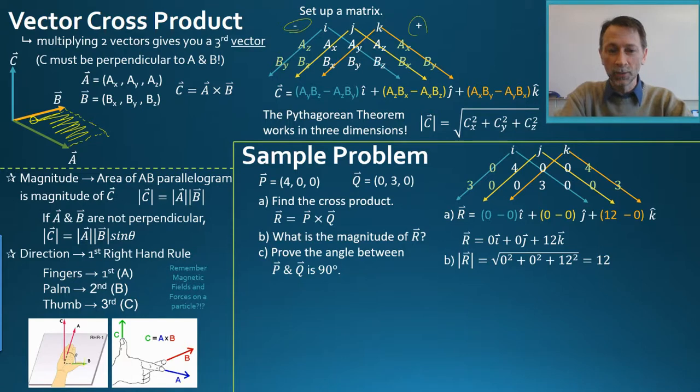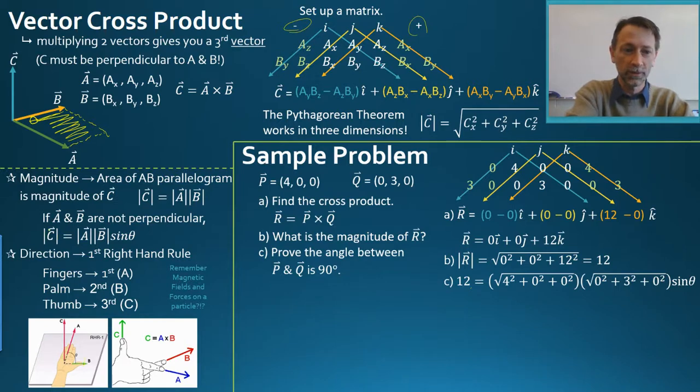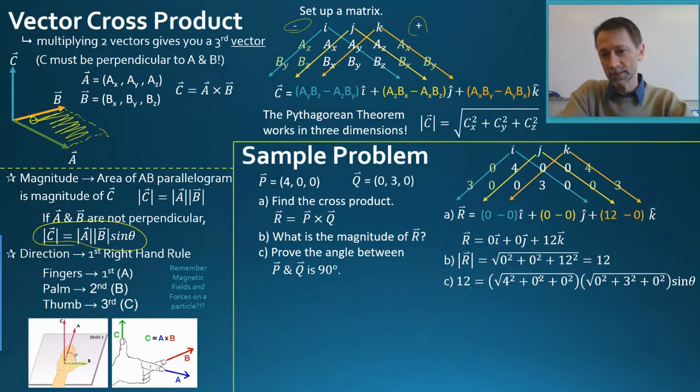To prove that the angle between P and Q is 90 degrees, I can take that 12 and put it on the left side, following this over here: the magnitude of C is equal to the magnitude of A times the magnitude of B times the sine of theta. So to find the magnitude of A, I'm going to take the square root of 4 squared plus these zeros that go away. Then I'm going to take the magnitude of Q, which is the square root of 3 squared, because the zeros are going to go away. So I end up with 4 times 3, which is 12. Divide the 12 over and get 1.